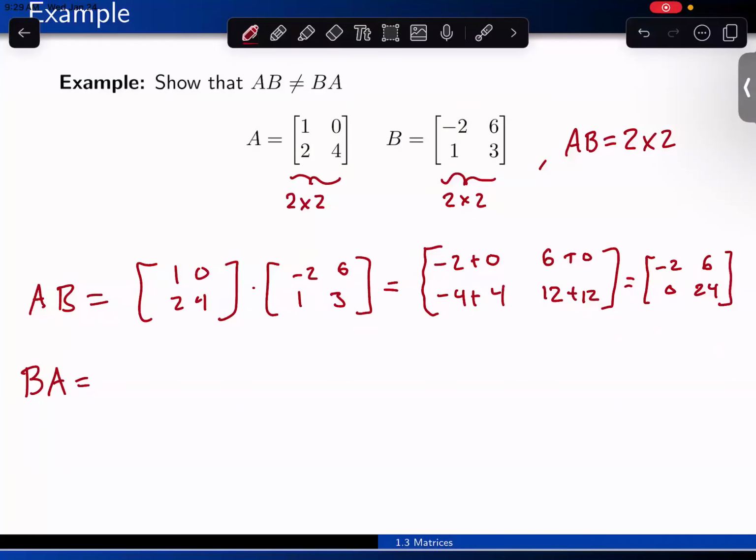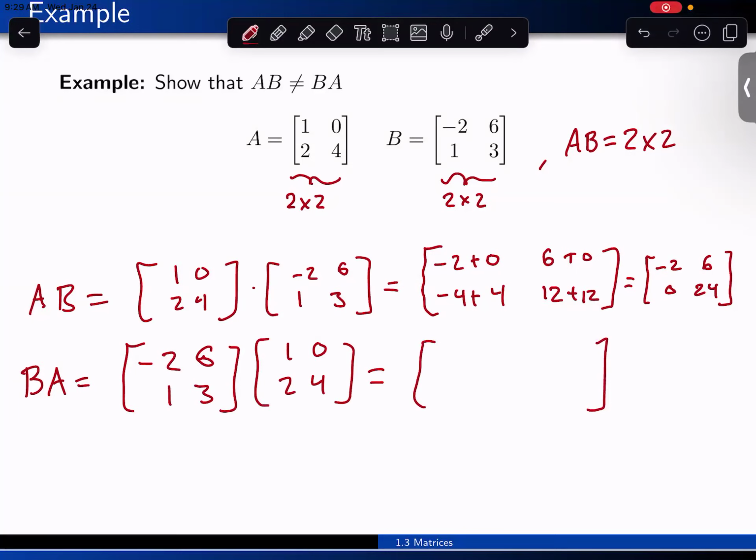So if you do B times A, you just switch the order in which you're multiplying the matrices. So you have minus 2, 6 in the first row, 1, 3 in the second row, and then A is 1, 0, 2, 4. I'm going to go through this computation a little quicker due to time. So this is going to end up being minus 2 times 1 plus 6 times 2, so that's going to be equal to 10. The next entry is going to be minus 2 times 0 plus 6 times 4, which is going to be equal to 24.